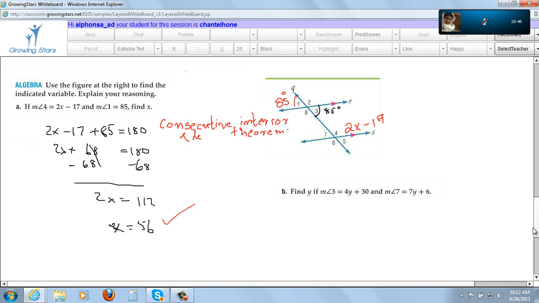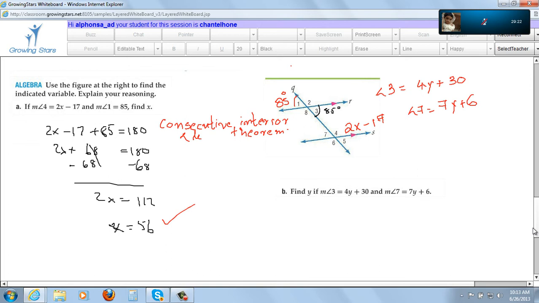Okay. Now next one, B. Find y if angle 3 is equal to 4y plus 30 and angle 7 equals 7y plus 6. So observe angles 3 and 7 and see whether you can get any angle pair relationship.